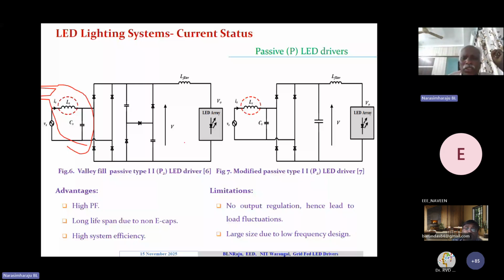So here also we are not able to provide the required constant DC voltage and current. Those are the drawbacks when we have to survive with this kind of driver circuits. So all these are considered to be passive driver circuits.